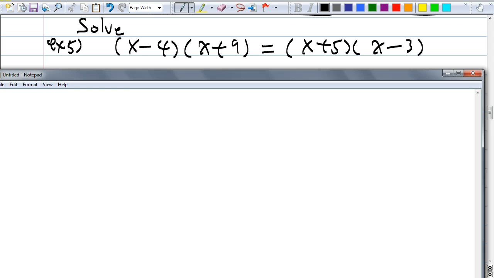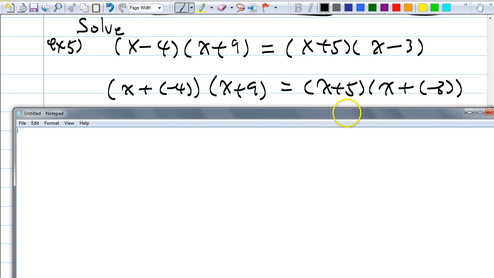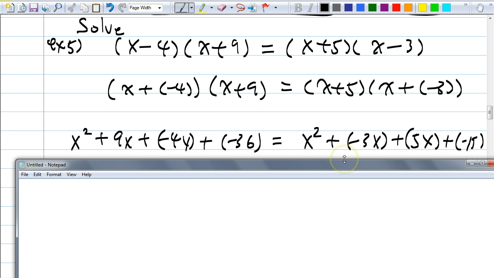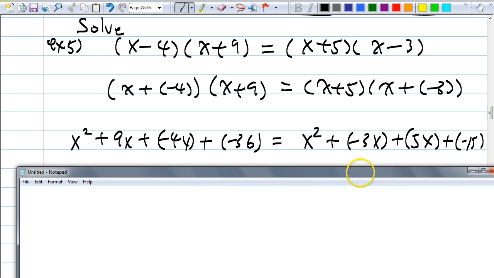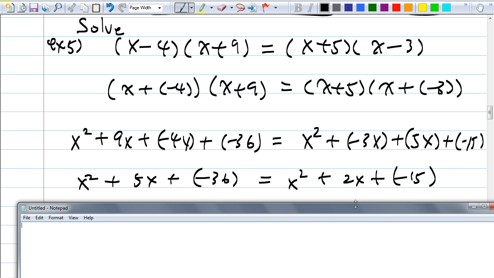So, on the left side, when you multiply that binomial, by the way, I changed it to addition, you should have gotten x squared plus 9x plus negative 4x plus negative 36. On the right side, you should have x squared plus negative 3x plus 5x minus 15, which is plus negative 15. And of course, when you simplify, you have the two like terms. How many people got x squared plus 5x plus negative 36 on the left side? x squared plus 2x plus negative 15 on the right side? Good. If you didn't, go ahead and fix your mistakes.